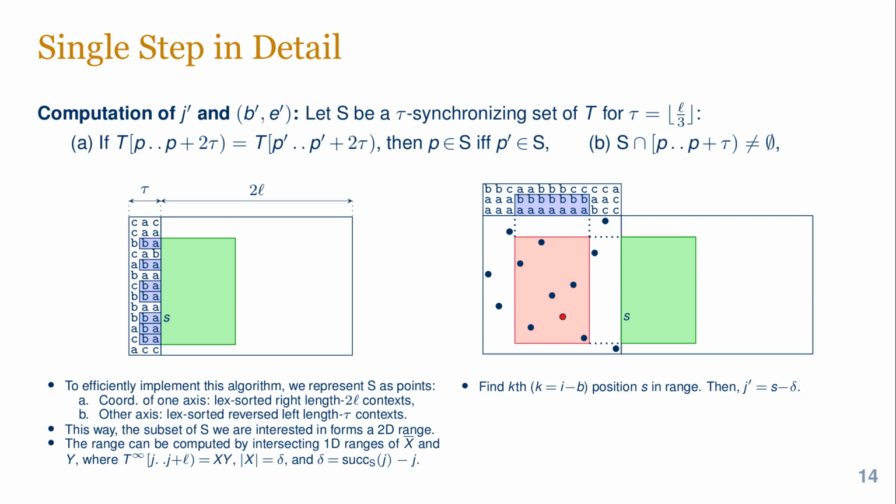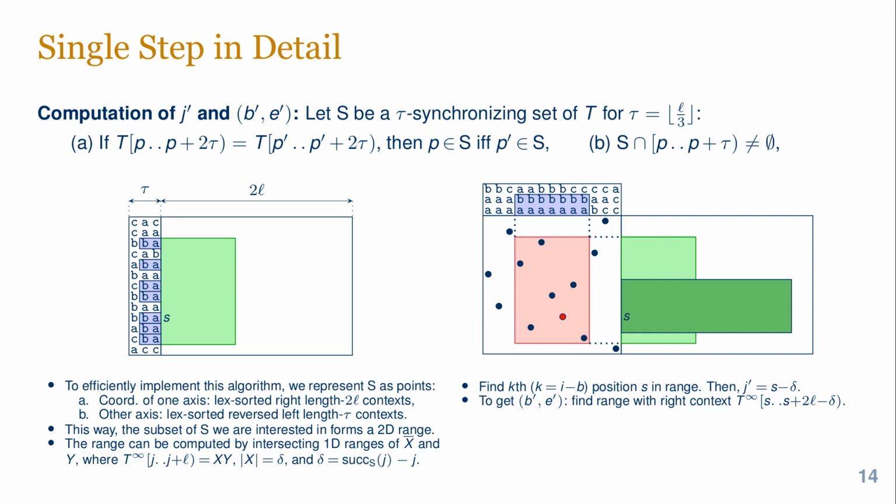In the figure, this corresponds to the kth highest point. The selected point yields the position S. The witness J' is then obtained by subtracting delta from S. Once we have J', we then obtain the range boundaries B', E' as follows.